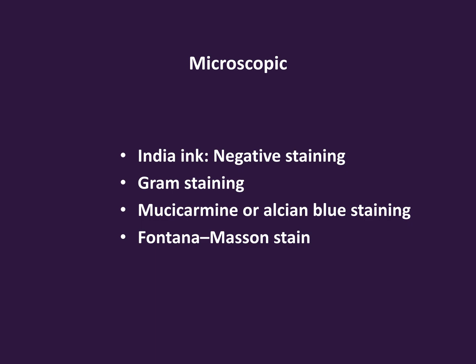So in this microscopic examination, we can do India ink, in which we use an India ink dye, and there we can see under the microscope that budding yeast cells will appear as a starry night appearance. And the second thing we can use is mucicarmine or Alcian blue staining. And then there is another stain which is called the Fontana Masson stain.